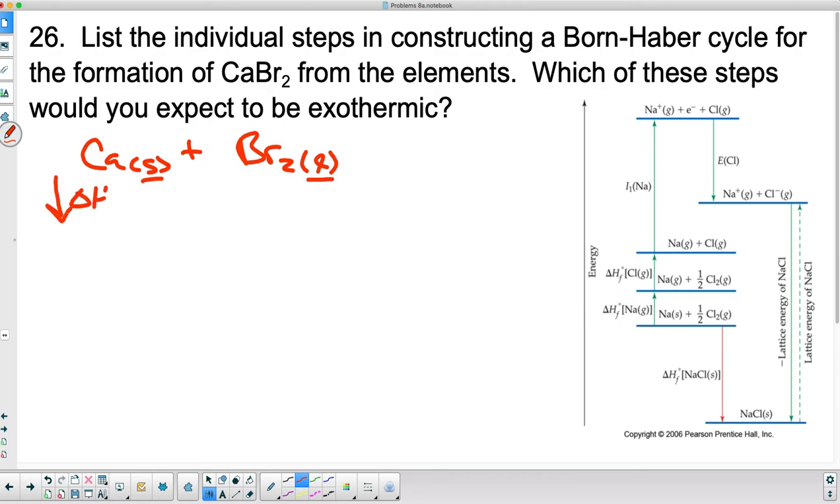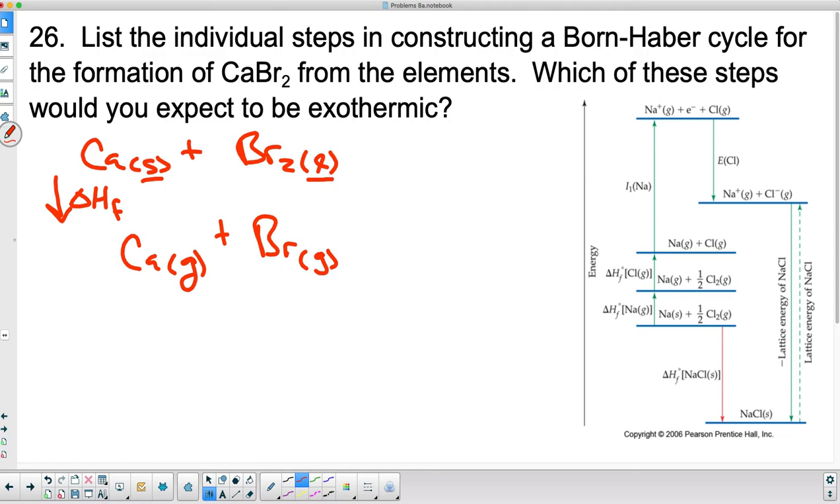It's called delta H formation of vaporization, and I get calcium as a gas like that, plus bromine as a gas like that. And that's my step, changing from solid to gas and liquid to gas. And then I change again.